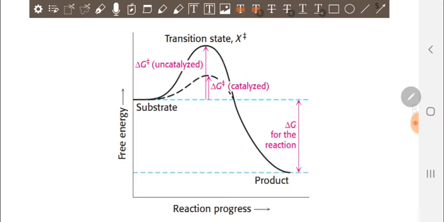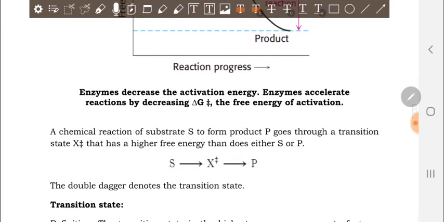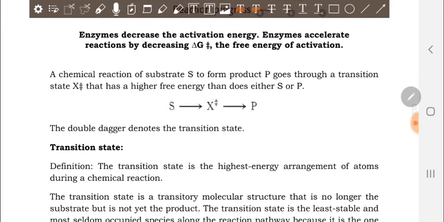For a non-enzymatic reaction, more energy is required to change the substrate to the product-similar form, that is the transition state. In the case of an enzymatic reaction, delta G is very low when compared to the uncatalyzed reaction. That is why enzymes are highly energy efficient, and enzymes decrease the activation energy. The activation energy is less compared to the non-enzymatic reaction.